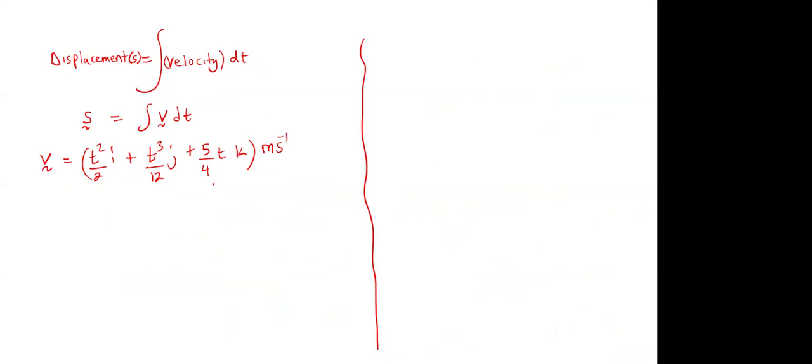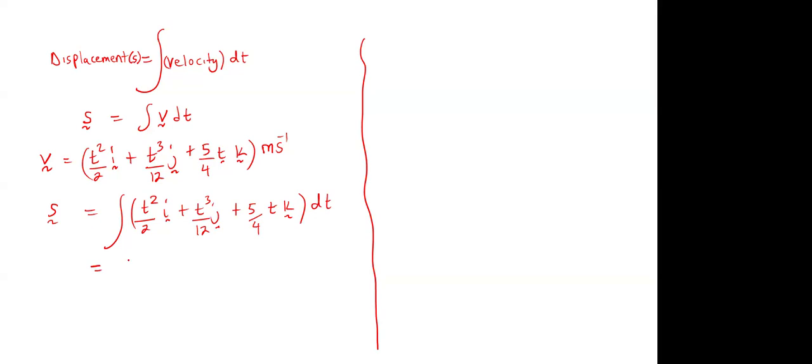And the one we are going to use here, remember these are directions, so you can put that tilde there. Now, we are going to say our displacement will equal the integral of t squared out of 2 i plus t cubed out of 12 j plus 5 out of 4 t k, then everything times our dt. Now, what are we going to do? We are going to integrate.